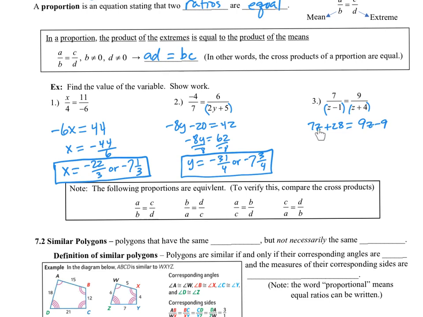Now I see I have a z term on both sides. I just want one z term on one side, so I'm going to subtract 7z from both sides, and I'd have 28 equals 2z minus 9. Then I'm going to add 9 to both sides, and I'd have 37 is equal to 2z. Divide both sides by 2, and we get that z is 37 over 2, or if you don't like that, you can call it 18.5.